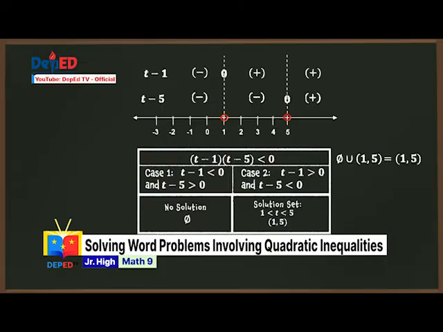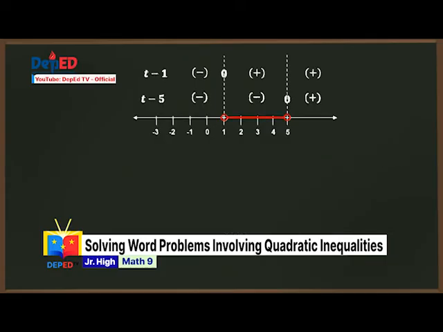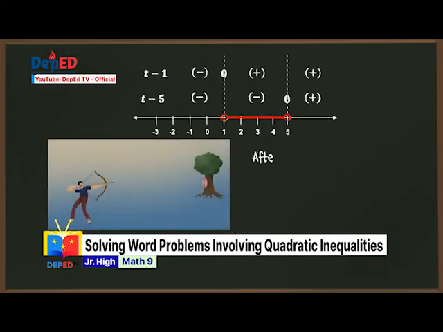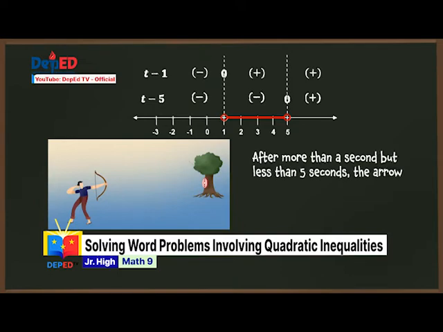Hence, the values of t for which the inequality holds true must be greater than 1 but less than 5. Let's plot this set on the number line. This means that after more than a second but less than 5 seconds, the arrow will reach an altitude that is higher than 100 meters.